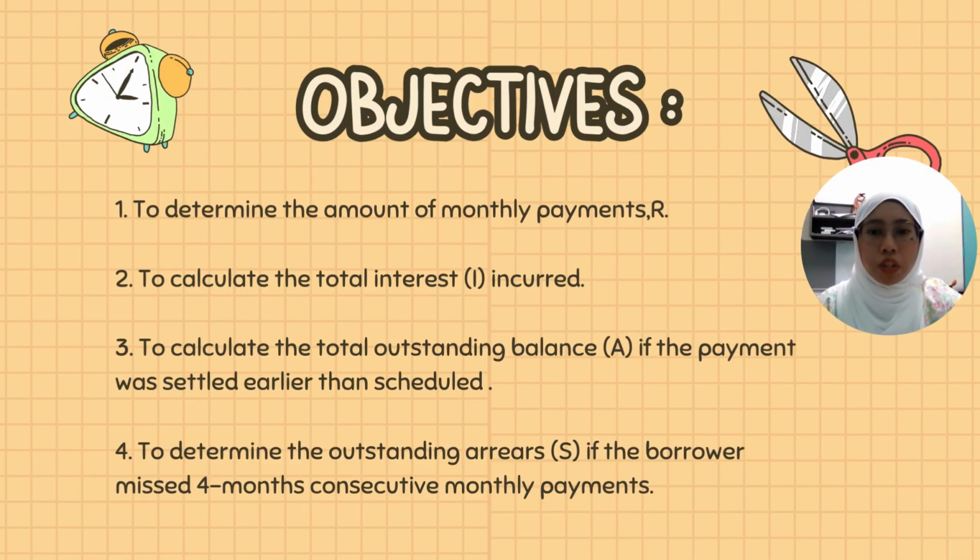The first one is to determine the amount of monthly payment, which is R. The second one is to calculate the total interest I incurred. The third one is to calculate the total outstanding balance A if the payment was settled earlier than scheduled. The fourth one is to determine the outstanding arrears if the borrower missed 4 months of consecutive monthly payments.